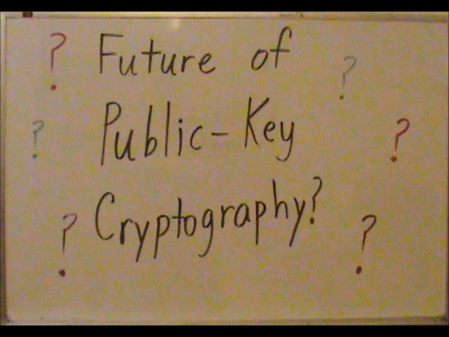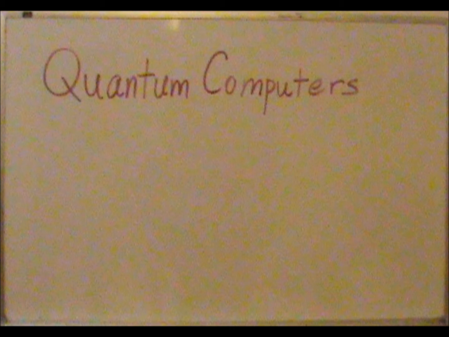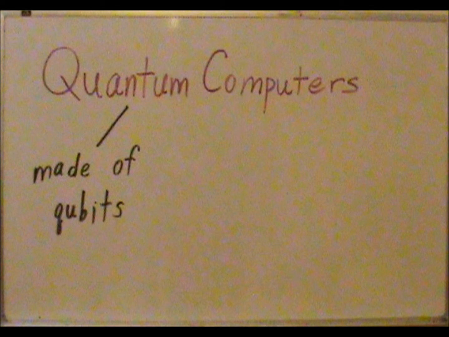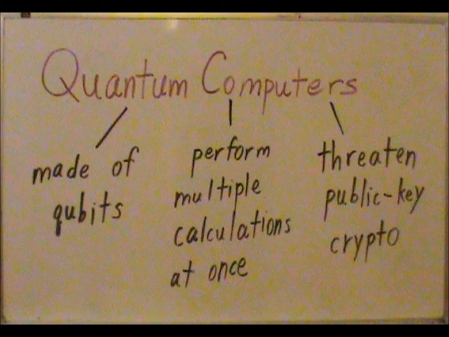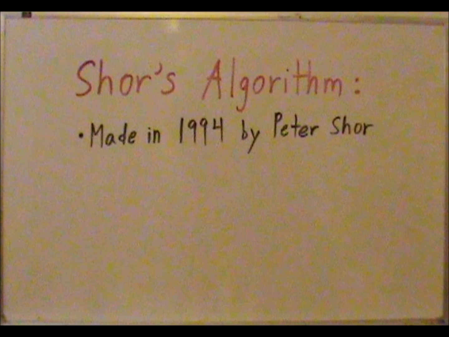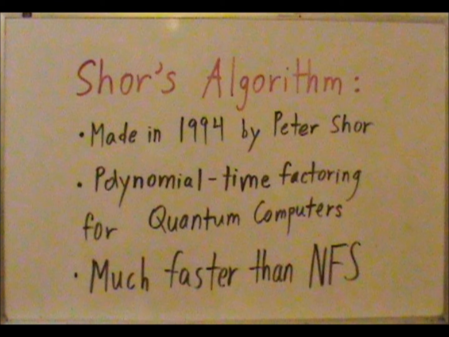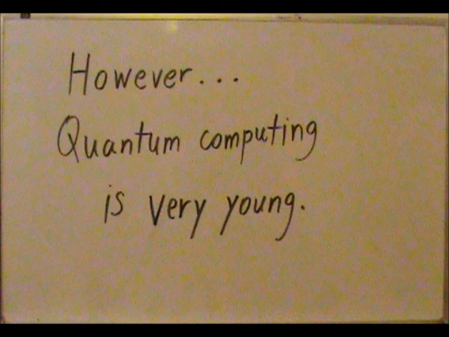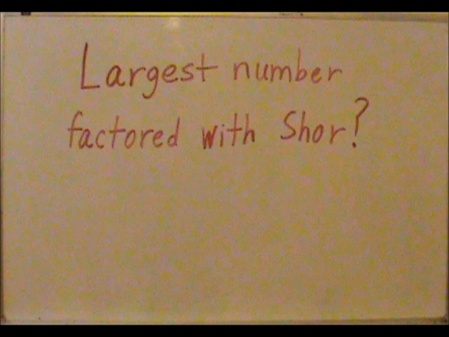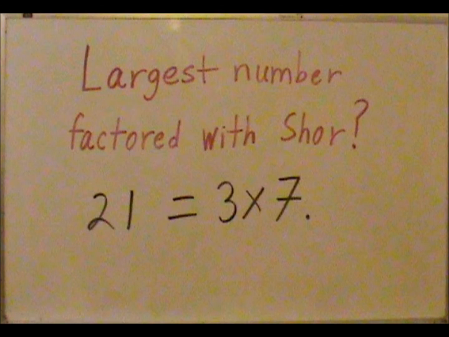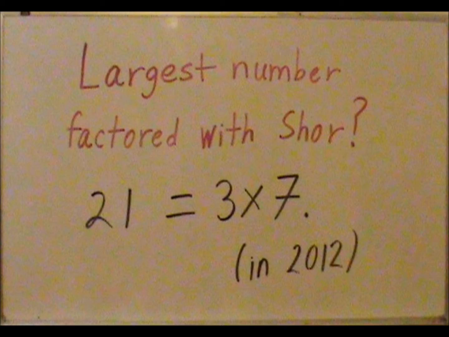It's natural to ask what lies ahead for RSA and public key cryptography as a whole. Quantum computers threaten the safety of public key crypto systems. In 1994, Peter Shor solved the problem of factorization using quantum computing. Shor's algorithm is understandably much faster than the number field sieve. However, the field of quantum computing is young, and they are far from factoring even small numbers. In fact, the largest number that has been factored using Shor's algorithm is 21 equals 3 times 7.